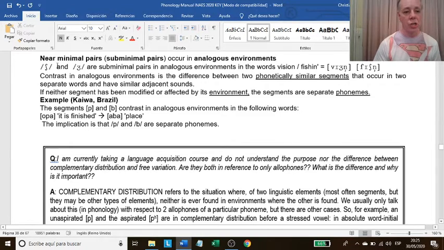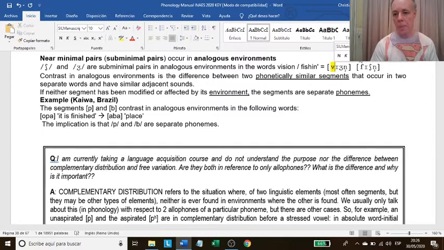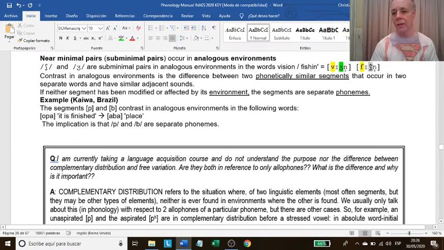So look at sh and zh. They are subminimal pairs in analogous environments in the words vision, fission. Okay? Why is it that these two are not minimal pairs? Well, we have one difference, two fricative sounds, but we have another difference here. This and this.